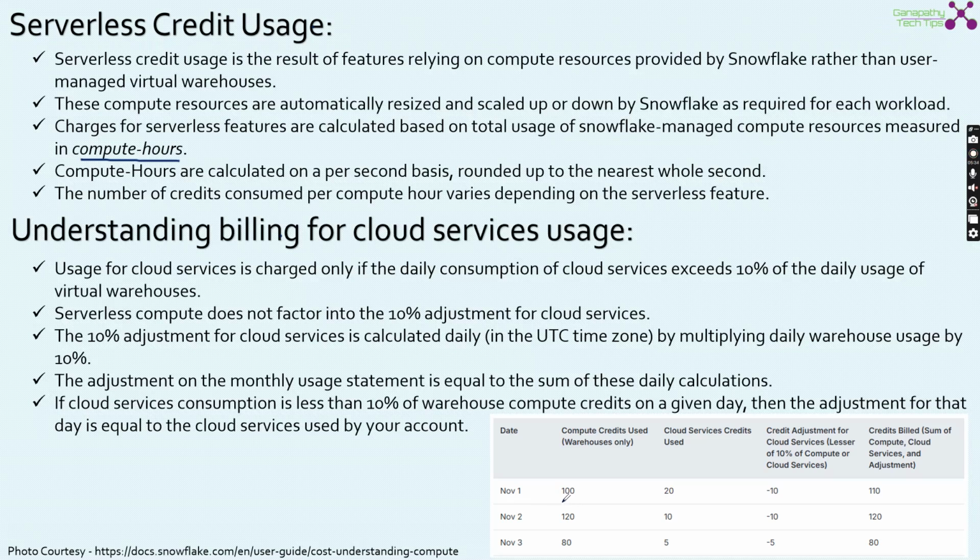On November 1st, your total credits for warehouses is 100 and your cloud services credits is 20. Meaning what? 10% of 100 is 10. So what is the total credit which they are going to charge? It is going to be 110. Why? Because the 10% of 100 is 10, that will be deducted from 20. So only 10 of the cloud services credits can be counted for the final bill.